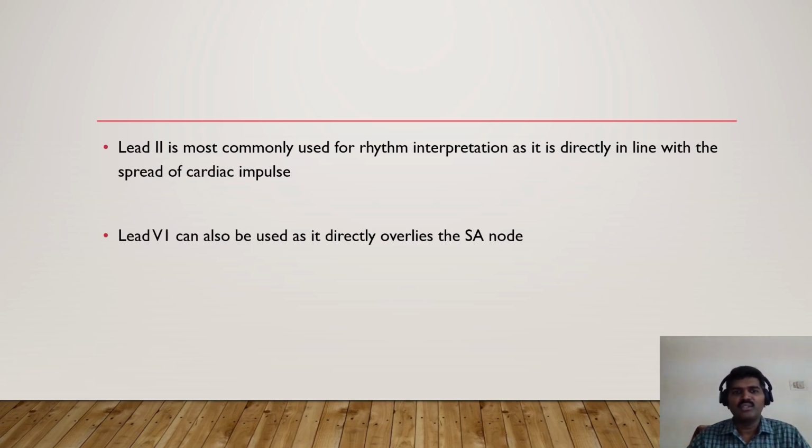walls of the ventricles. So lead 2 is the lead which records the potential difference between the right arm and the left foot, in Einthoven's triangle. So this is exactly the cardiac vector. This lead is used as the lead for rhythm interpretation most commonly. Lead 6 can also be used as it directly overlies the SA node.